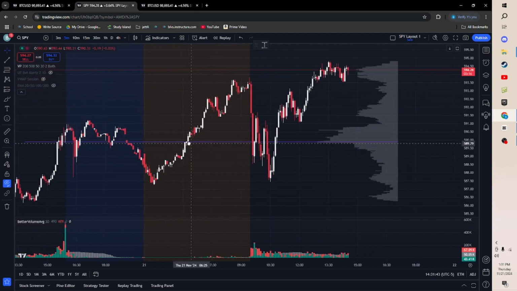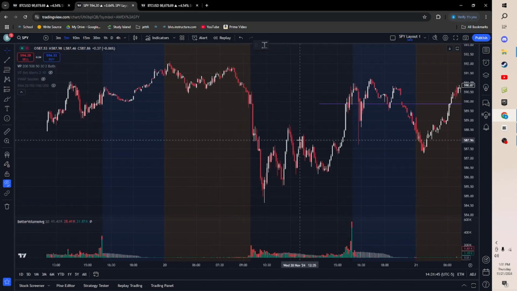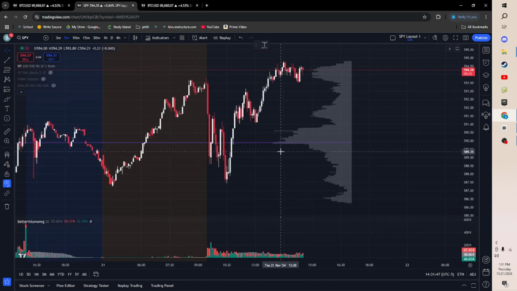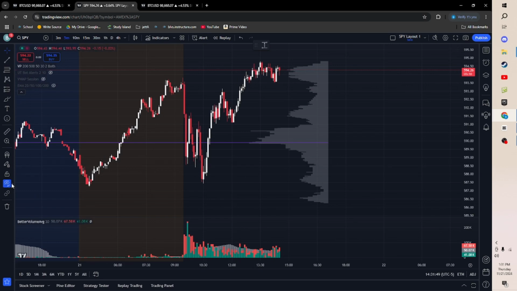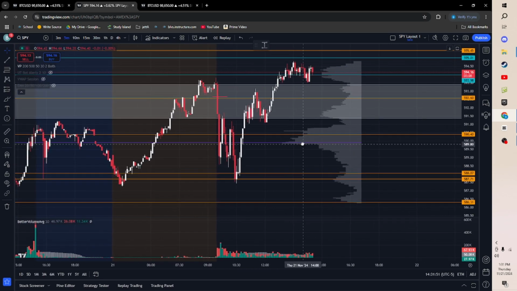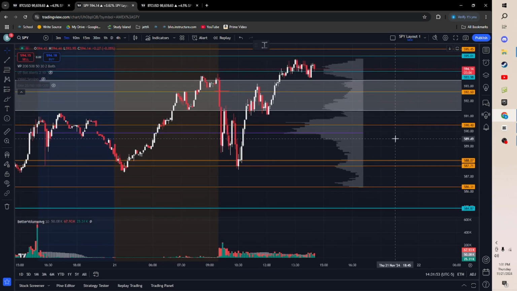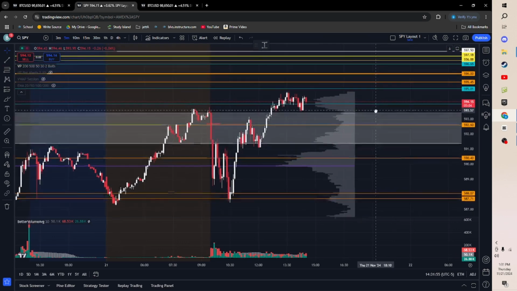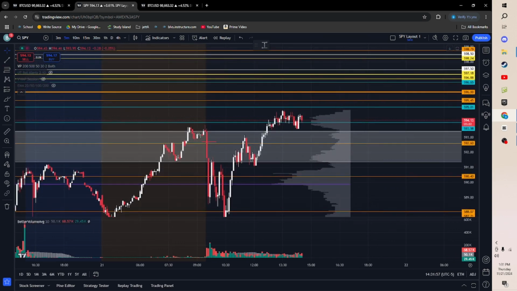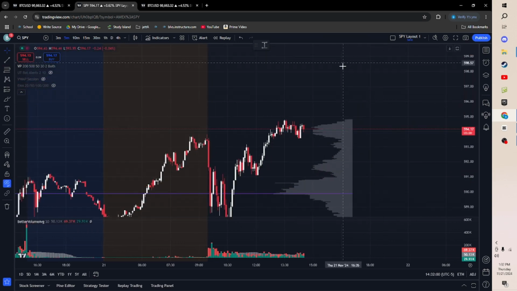Okay, and I can't show you the volume profile for previous days because it's active, but this is what the volume profile looks like, and basically what you can expect. Let me remove my levels. You can see how up here, there are no nodes of the volume profile.